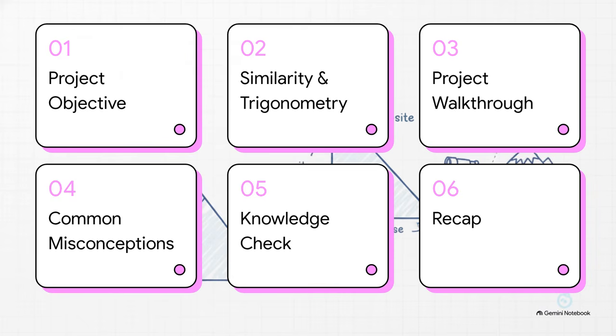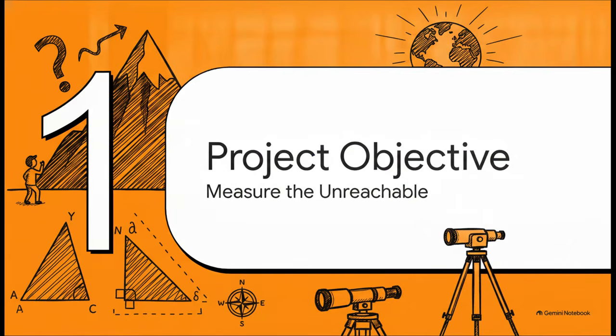Here is our roadmap for today's project explainer so you know exactly what to expect. We'll start with our project objective, then cover the foundation of similarity and trigonometry. After that, we'll do a complete modeling project walkthrough, flag some common modeling misconceptions, pause for a quick formative knowledge check, and finish up with a recap. Section 1. Project Objective. How to measure the unreachable.